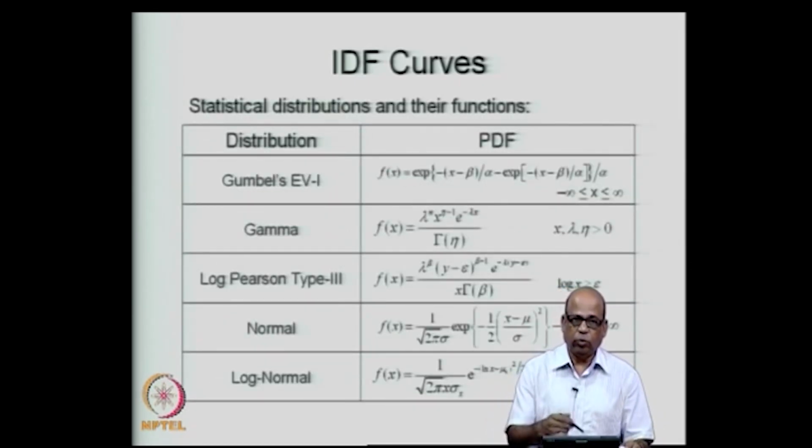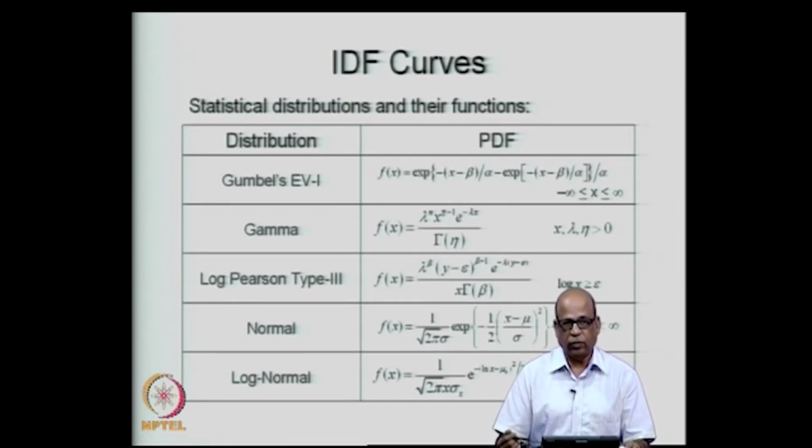Now, most of these distributions we have gone through earlier. Typically we use the Gumbel's extreme value type 1 distribution, mostly when we are dealing with high intensities of rainfall, high peak floods and so on. The PDF is given by this. It has two parameters, beta and alpha, and we know how to estimate them.